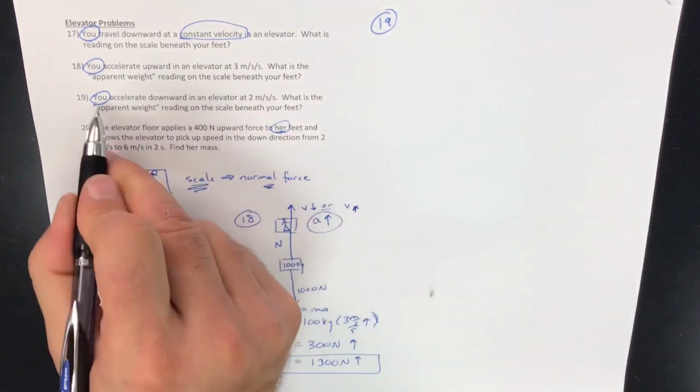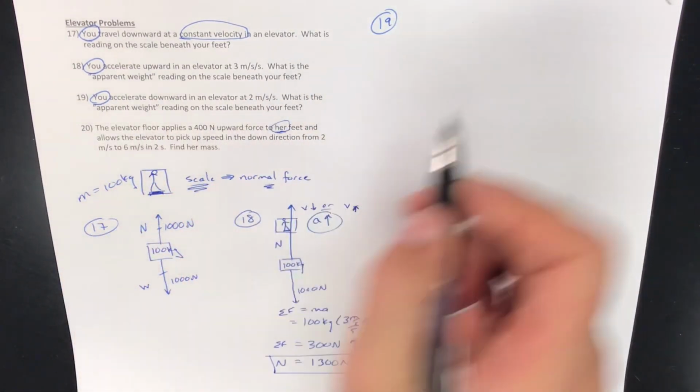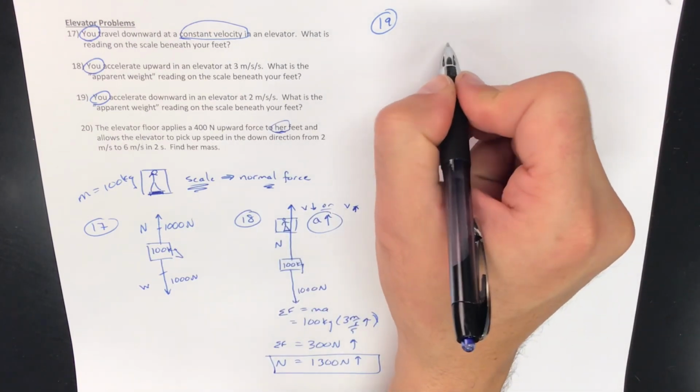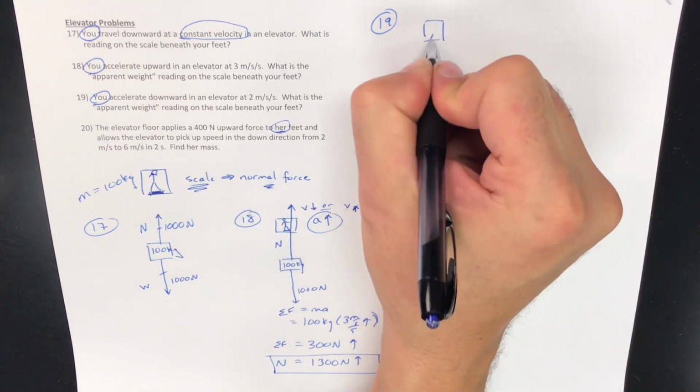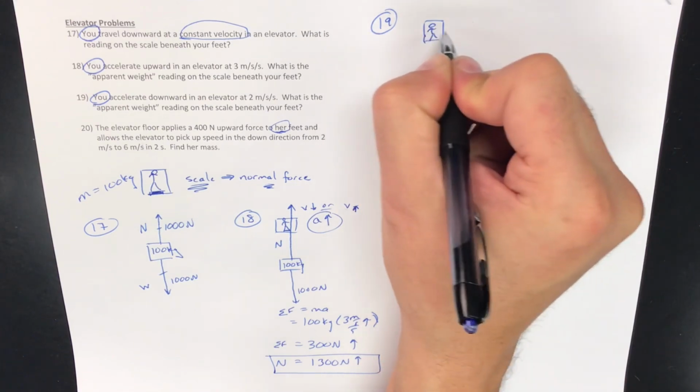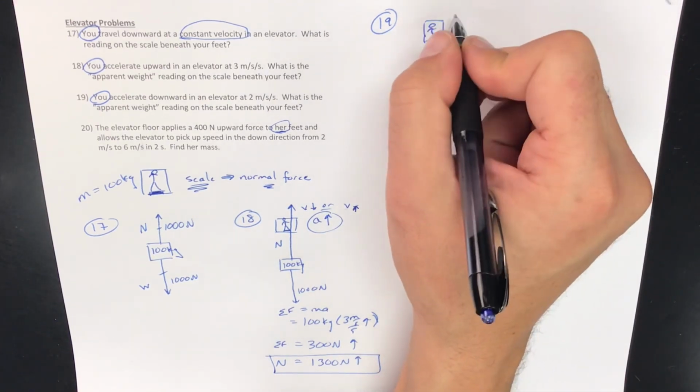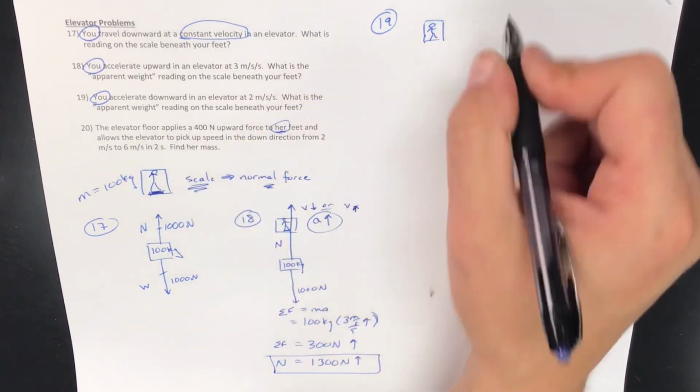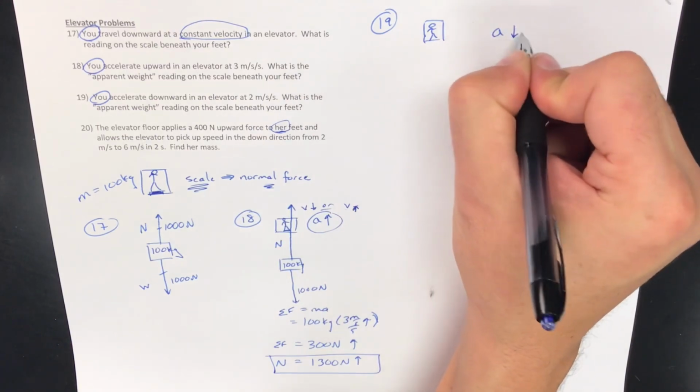Number 19. You accelerate downward in an elevator at 2 meters per second every second. So same situation. You're in the elevator. Here's you. You're the same size. You are now accelerating downward. So the acceleration is down.